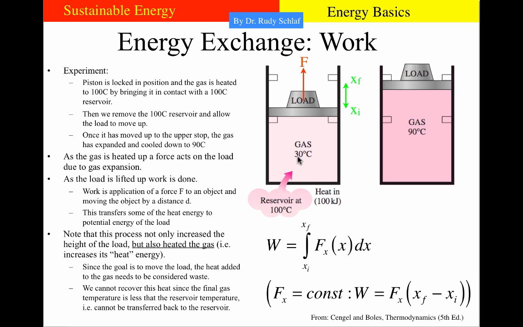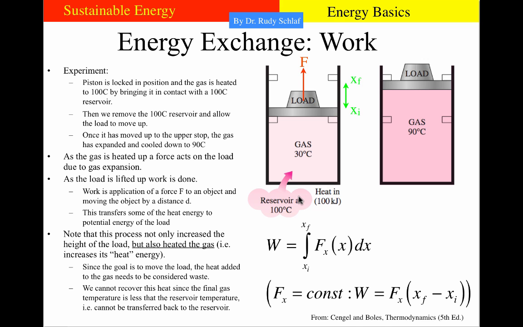Now what happened in the gas? Because we allowed it to expand and push the load up, some of the energy in the gas must have been transferred to the load. It's obvious we performed work on the load, so some energy must have gone from the gas into the load, which now has a higher potential energy. And indeed, if you took a measurement, the gas now has a lower temperature, let's say 90 centigrade. So it went from 100 centigrade to 90, and the load is higher up.